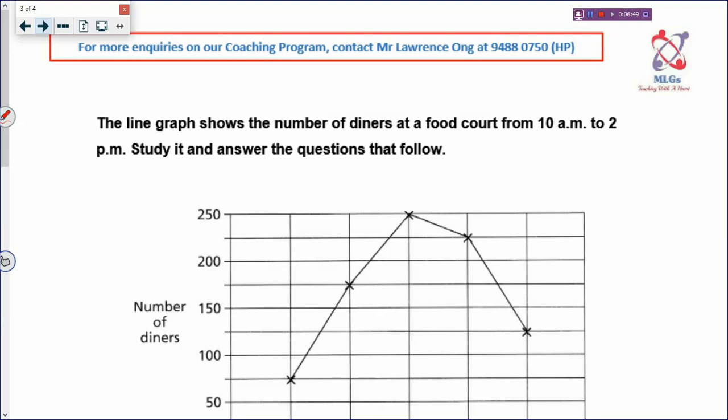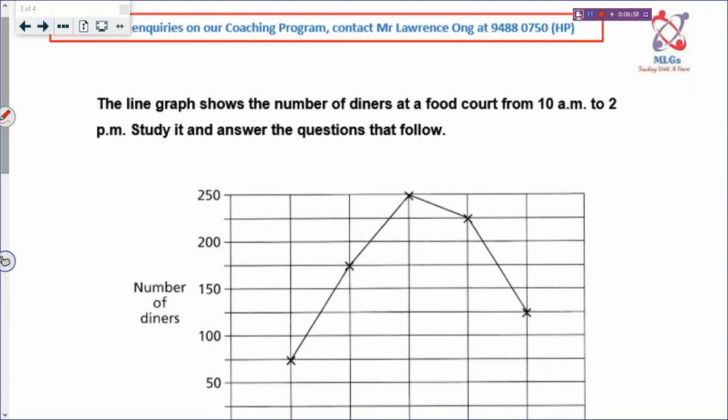So now we look at this line graph that's going up and then going down. So it means that it's increasing. The line graph is increasing. When it's going up, it tells you that there are more and more. Alright, more and more. And when it's going down, it's getting lesser and lesser. So we call it decreasing, right? That's a decrease. Okay, now, so once again, read the question. The line graph shows the diners and the food court from 10 a.m. to 2 p.m. So study the line graph and answer the questions.